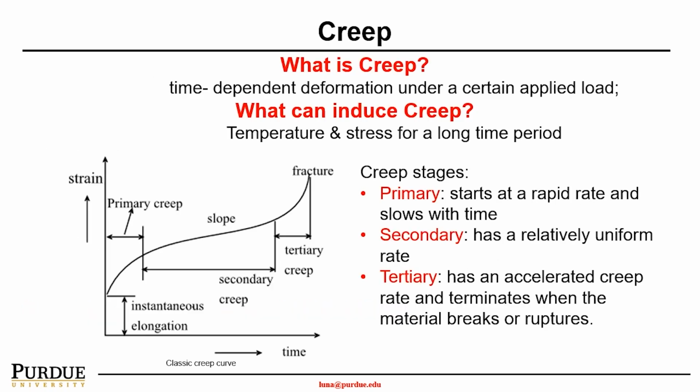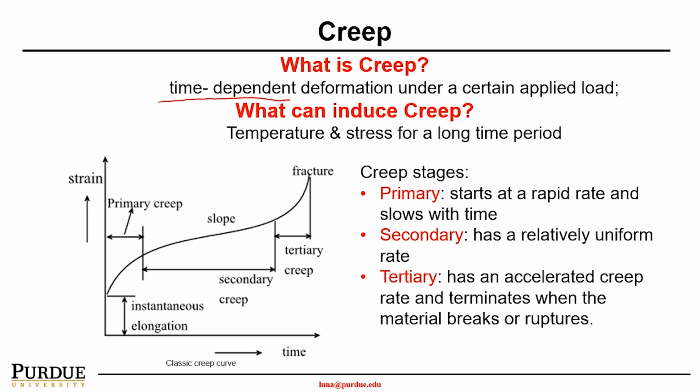Other than fatigue, creep is another very typical failure mechanism for civil engineering materials such as concrete, epoxy, composites, steel, right? So what is creep? Creep by definition is time-dependent deformation under a certain applied load. Or in other words, any solid material has a tendency to move slowly or deform permanently under the influence of sustained loading over time. So therefore, creep is definitely a time-dependent property.